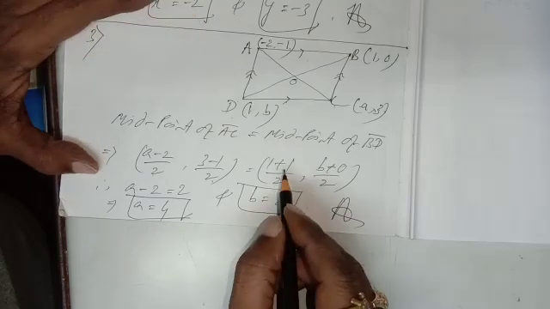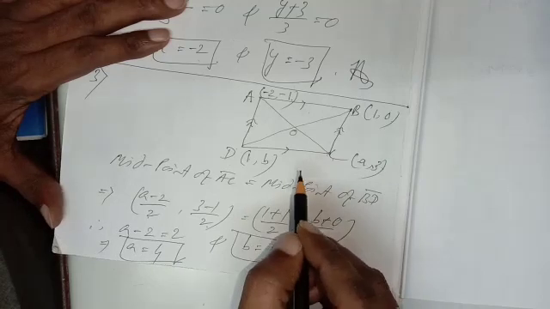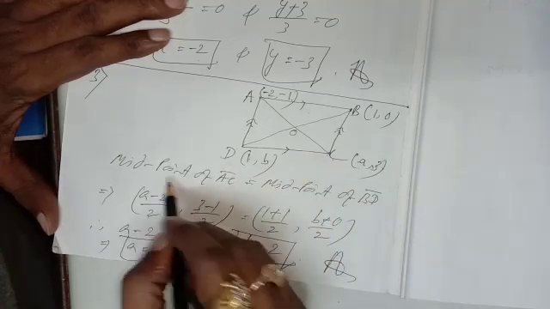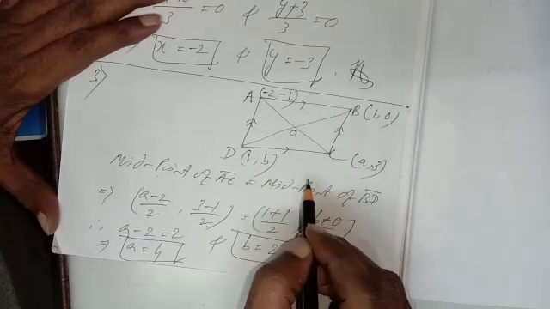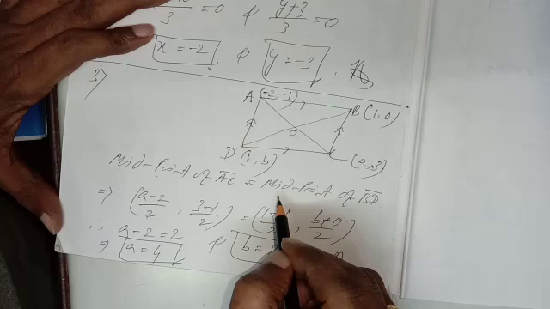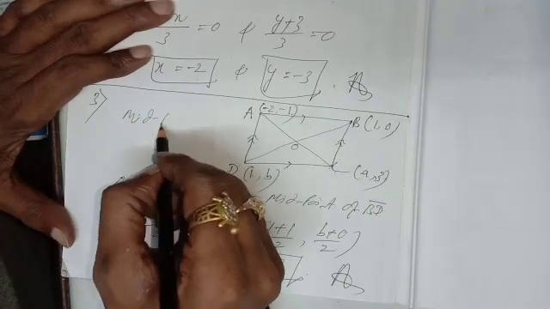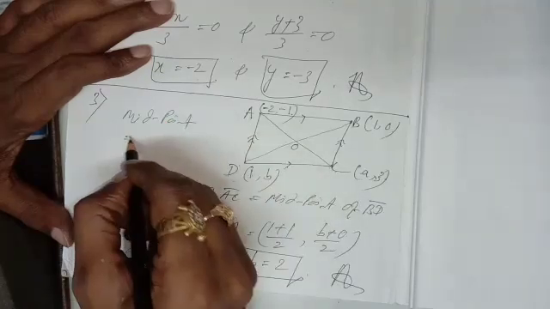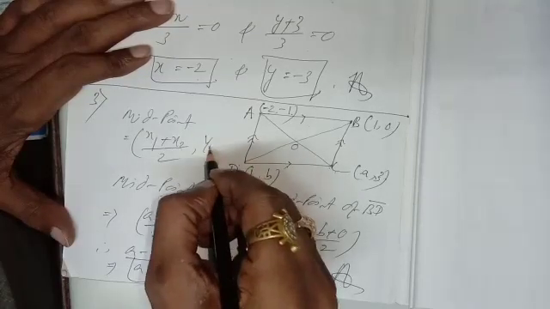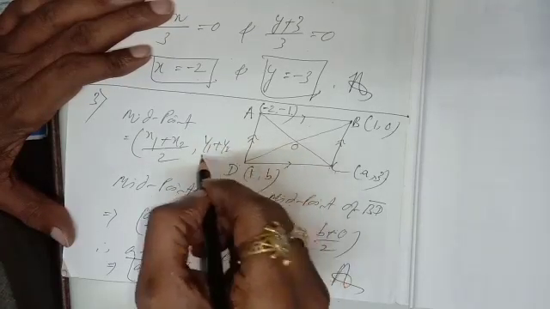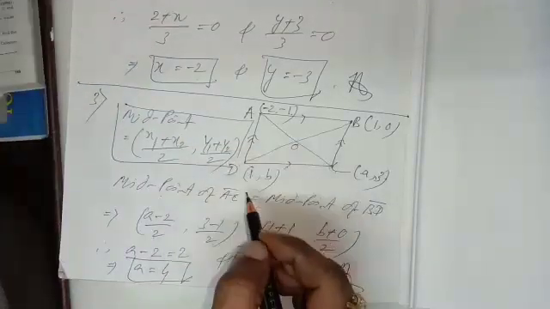Which property have I applied here? As it is a parallelogram ABCD, the diagonals bisect each other. For this reason, the midpoint of AC should be equal to the midpoint of BD. In the section formula, a very important part, you have to find the midpoint. Using the midpoint formula, the midpoint is the sum of x coordinates by 2 and the sum of y coordinates, that is y1 plus y2 by 2. This is the formula required for this question. Okay. Let us go to the next question.